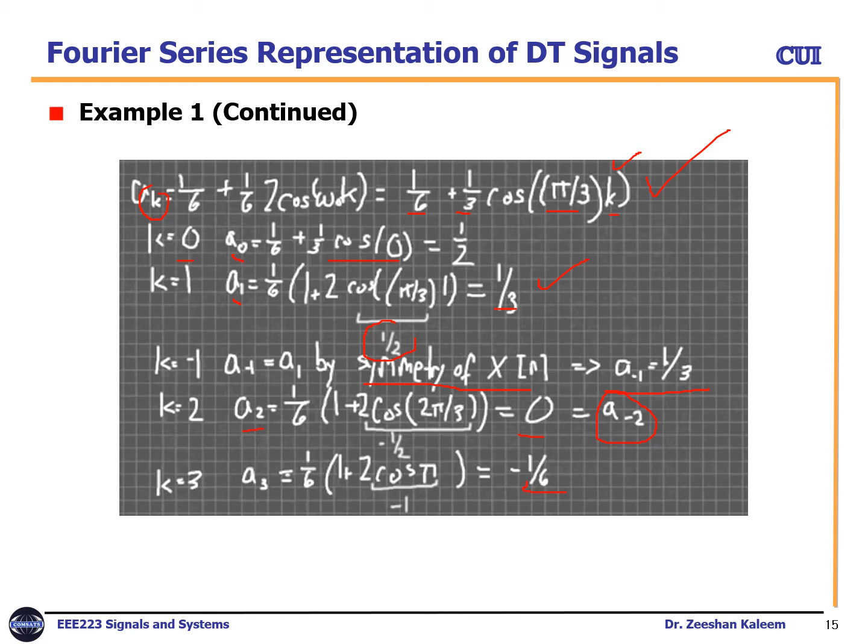In this way we find the result for our periodic signal. We find the Fourier series coefficients, and our period was from minus 2 to 3. So we find all the values from minus 2 to 3 for the period 6. So we have 6 coefficients.